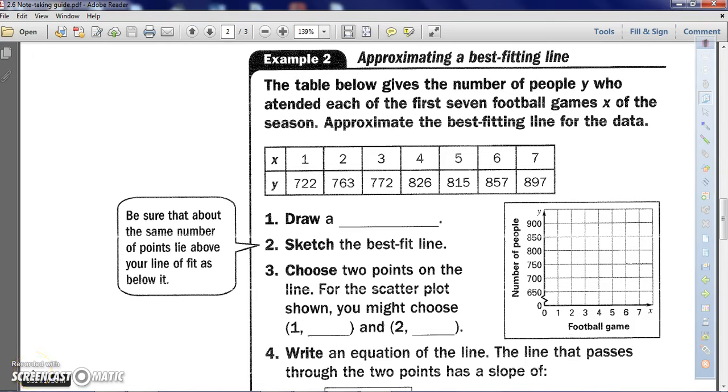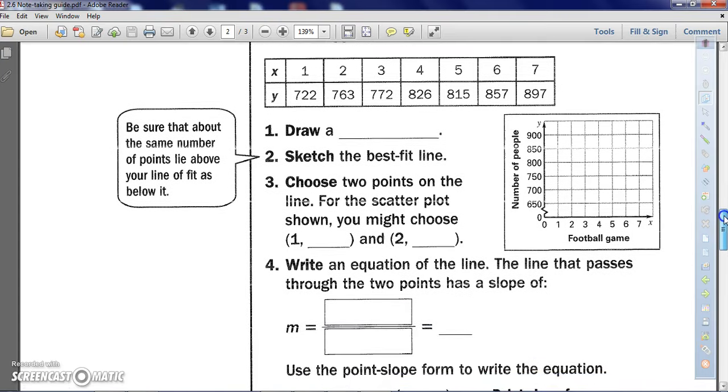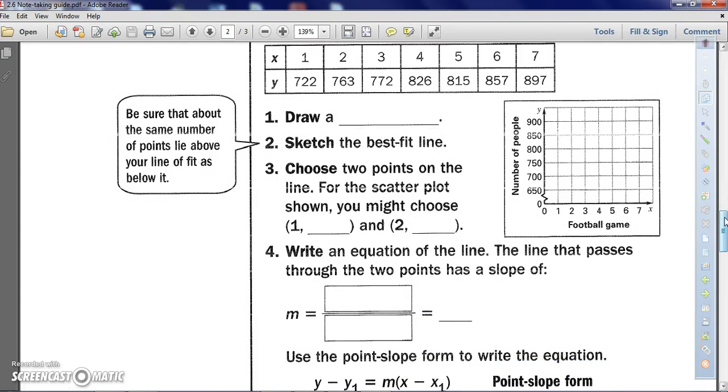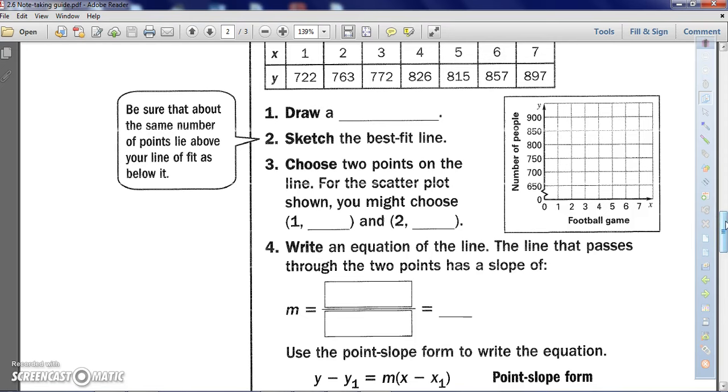All right, so moving on to example 2, we want to try to approximate a best fitting line for a set of data. Again, this is called linear regression in statistics. The table below gives the number of people, Y, who attend each of the first 7 football games, X, of the season. Approximate the best fitting line for the data. So the first thing we want to do for this data is draw a scatter plot.